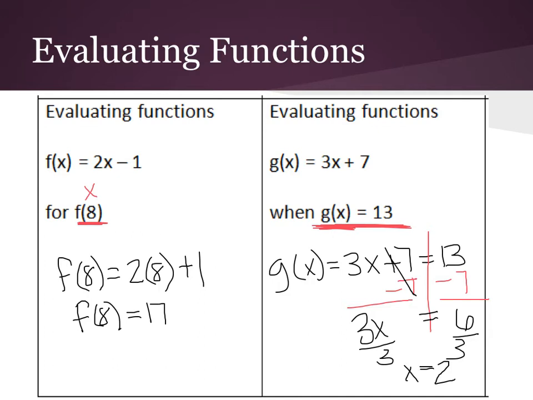The difference between these two things. In the first example, we had 8 in for our x value. So the 8 was in for the x value. In the second example, we were given 13 is what our function is equal to, and we had to find x.